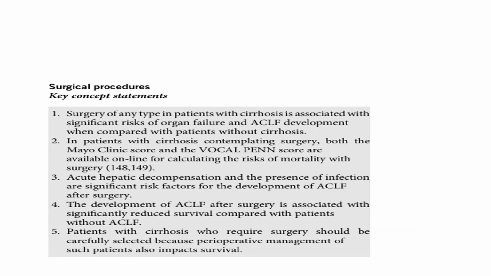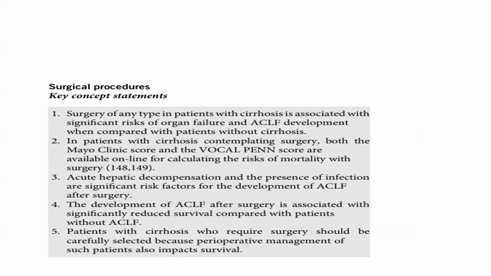Then, about surgical procedures: surgery of any type in patients with cirrhosis is associated with significant risk of organ failure and ACLF development when compared with patients without cirrhosis. In patients with cirrhosis contemplating surgery, both the Mayo Clinic score and the VOCAL-Penn score are available online for calculating risk of mortality with surgery.